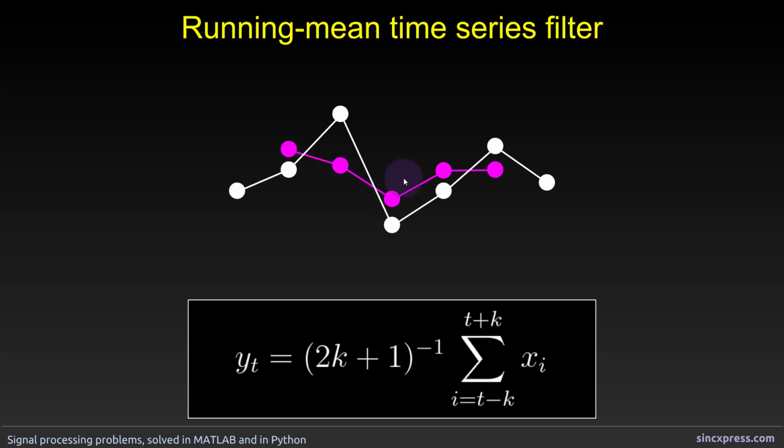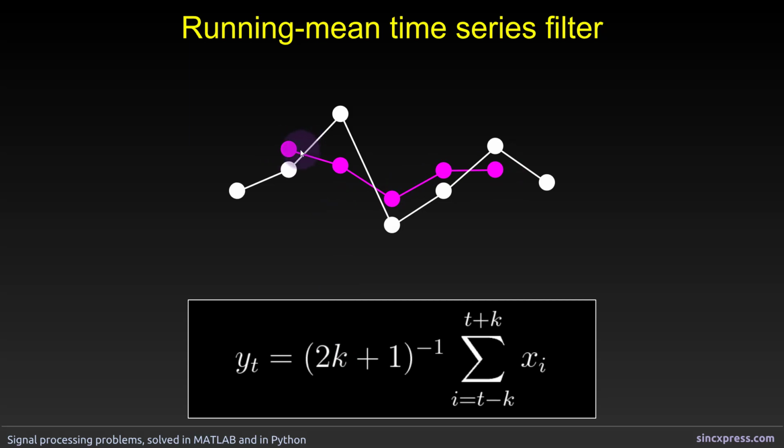Here is an example of what the smoothed version of this signal might look like. So the white line is x, that's the original signal, and the pink line here is y, that's the filtered signal. So you can see what is the effect of this mean smoothing filter. It's basically like taking away the sharp edges of the original signal. And the larger k is, the smoother this time series is going to be.